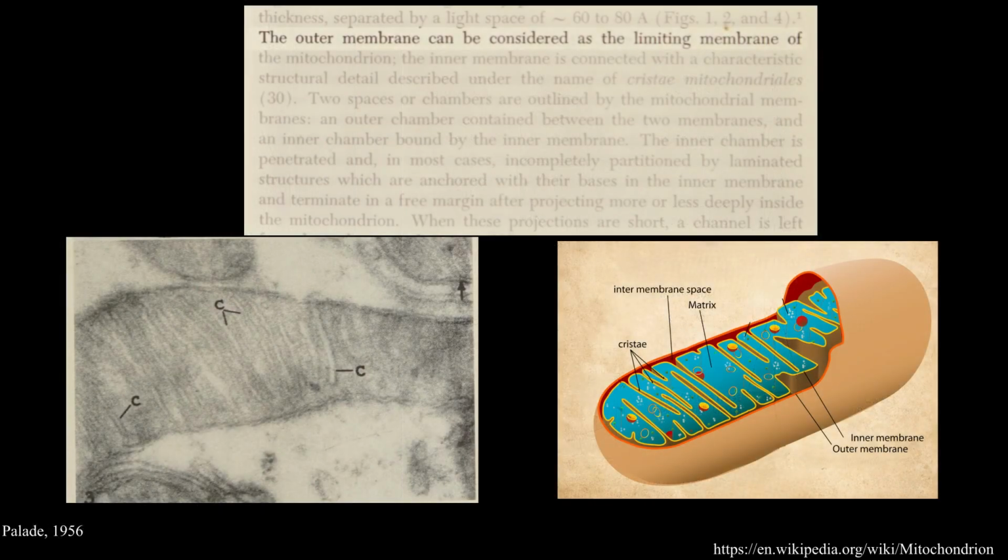The outer membrane can be considered as the limiting membrane of the mitochondrion. The inner membrane is connected with a characteristic structural detail described under the name of cristae mitochondriales. Two spaces or chambers are outlined by the mitochondrial membranes, an outer chamber contained between the two membranes and an inner chamber bound by the inner membrane. The inner membrane is penetrated and, in most cases, incompletely partitioned by laminated structures which are anchored with their bases in the inner membrane and terminate in a free margin after projecting more or less deeply inside the mitochondrion.